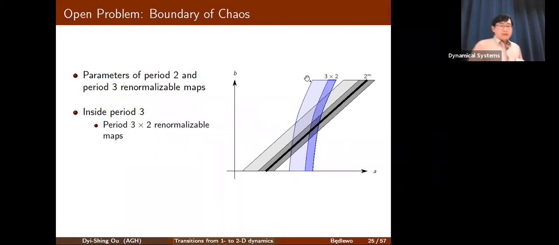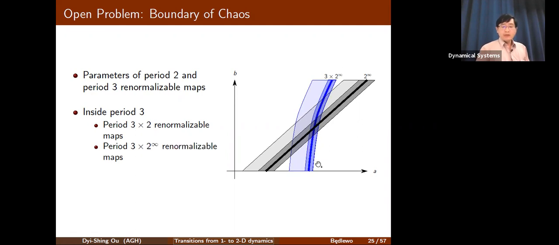We can do a similar thing to pure tripling maps. Inside the parameters with pure tripling maps, you can find parameters that are pure doubly renormalizable. Then we can repeat the whole procedure again. The intersections will be parameters such that the map is infinitely renormalizable of type 3 times 2 to the infinity.